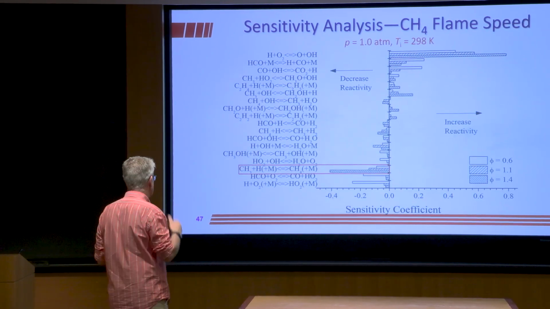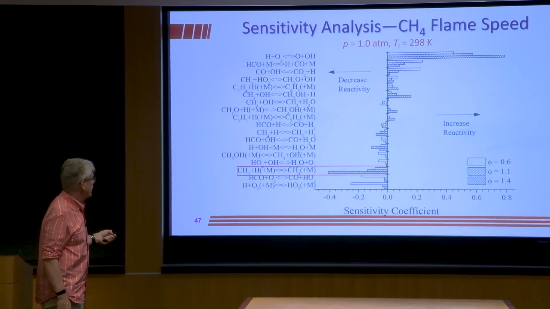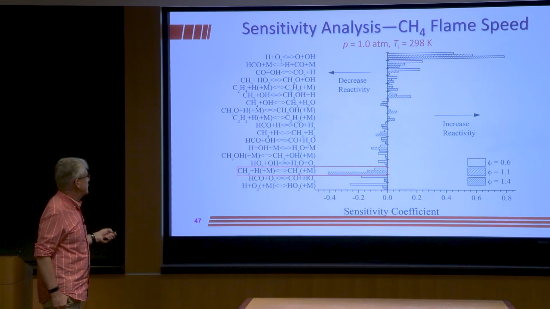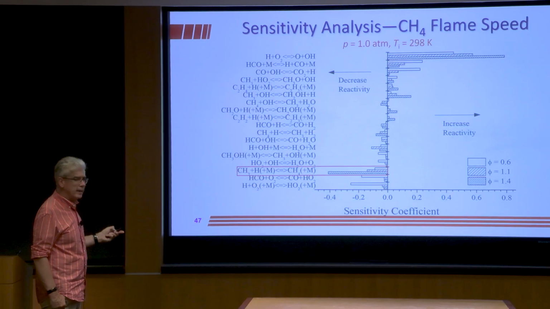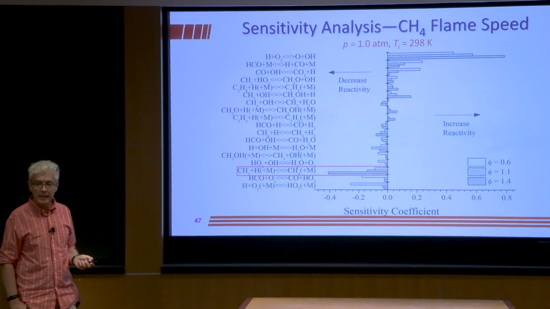Okay, so the next most important reaction inhibiting flame speed is methyl plus H giving methane. And actually, it's kind of ironic, and it isn't happening the way you think it is.